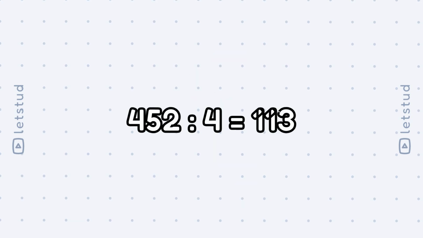We did it. We divided 452 by 4 and got 113. That means if we share 452 cookies among 4 friends, each friend gets 113 cookies.